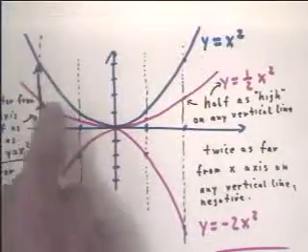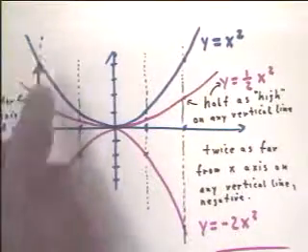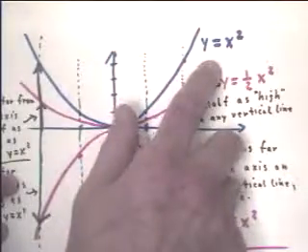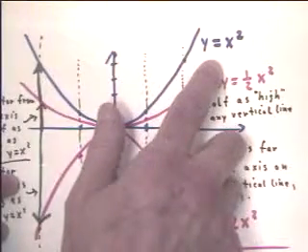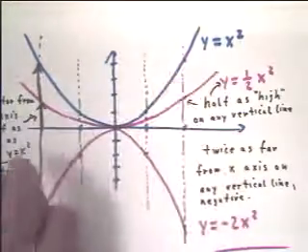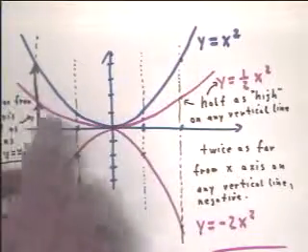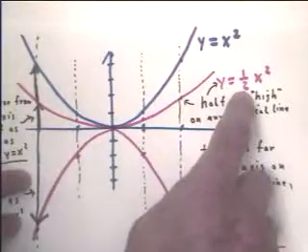Here we have the graph of y equals x squared, and we're looking at the graph. What do we mean? How would we graph y equals ax squared? Well, that depends on what a is. For example, here we've graphed y equals 1/2 x squared.